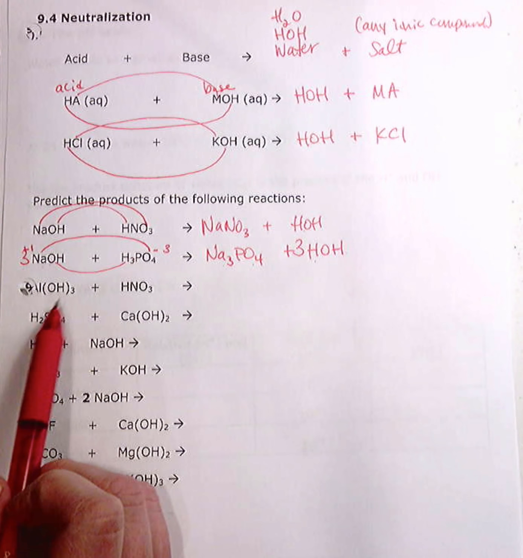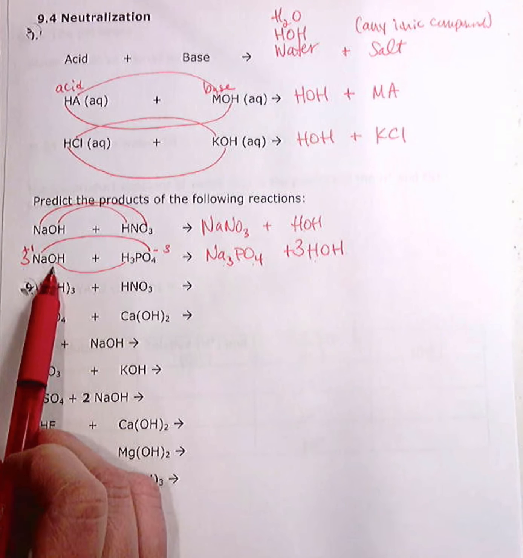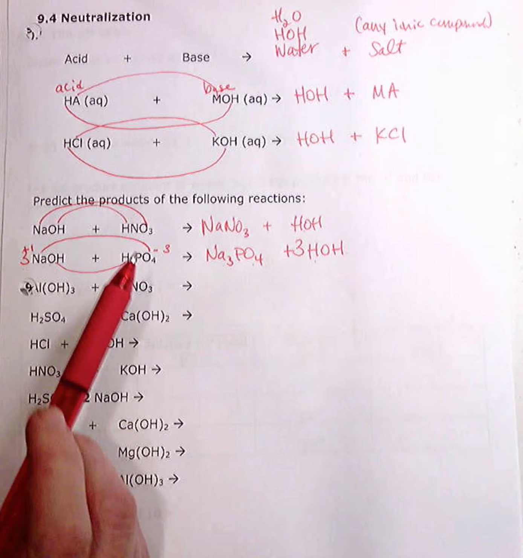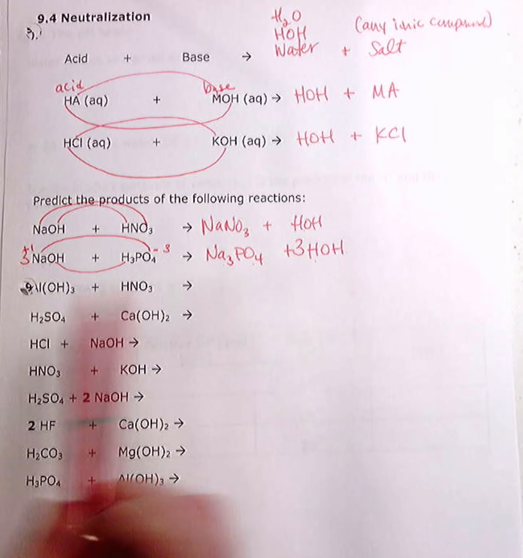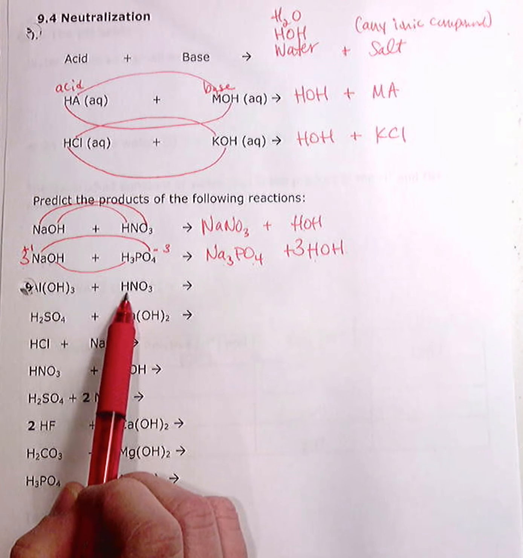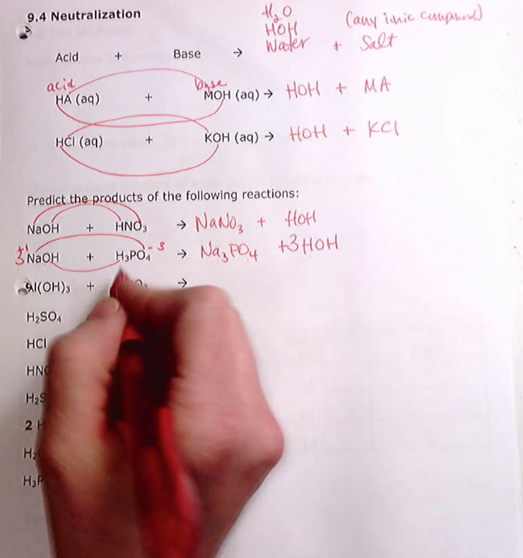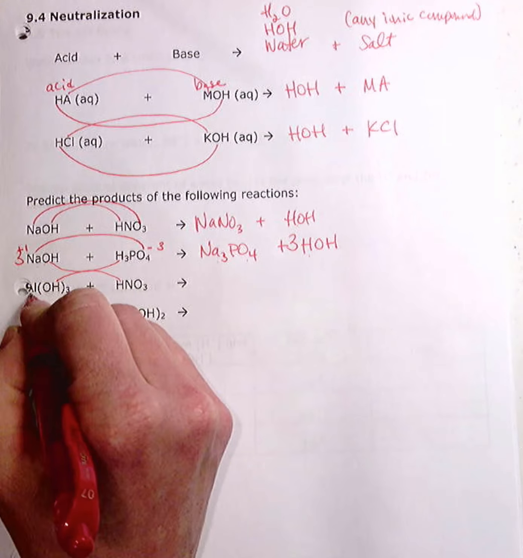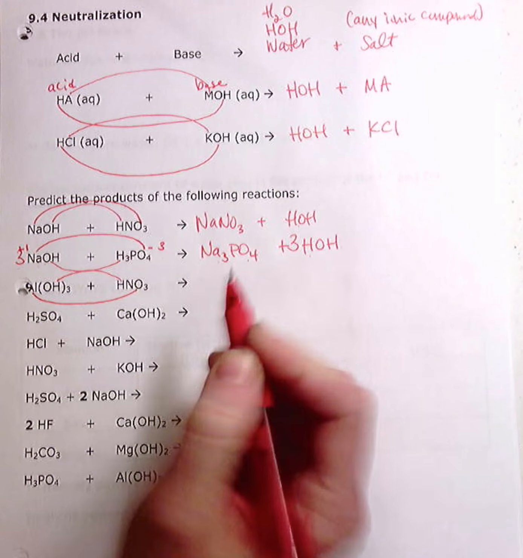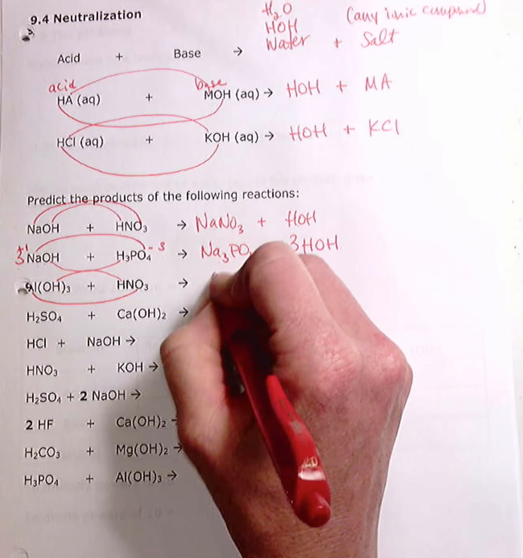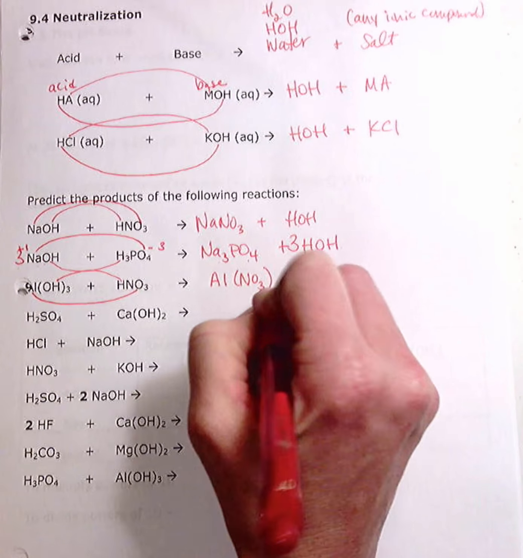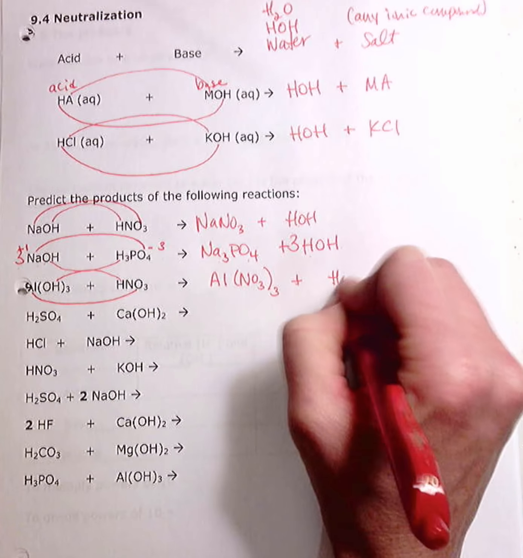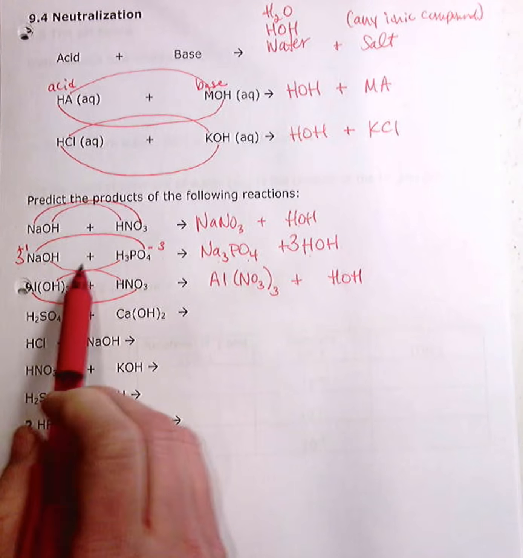Okay, so this one was a little bit advanced for what you're going to see, but it's good to think about nonetheless. All right, so let's do aluminum hydroxide and nitric acid, HNO3. So you're going to get H and OH, aluminum and nitrate. And this is going to be aluminum NO3 plus HOH. So I gave you a little help there, just like the above one.